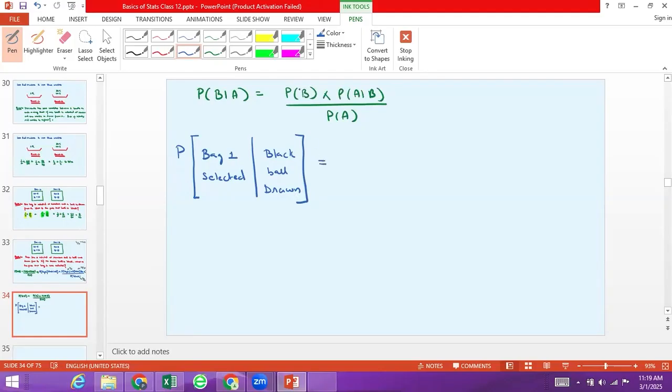It is the same as probability of B. What is probability of B? Bag 1 getting selected, multiplied by probability of A given B. A given B means the black ball will be drawn, given that box or bag 1 was selected.